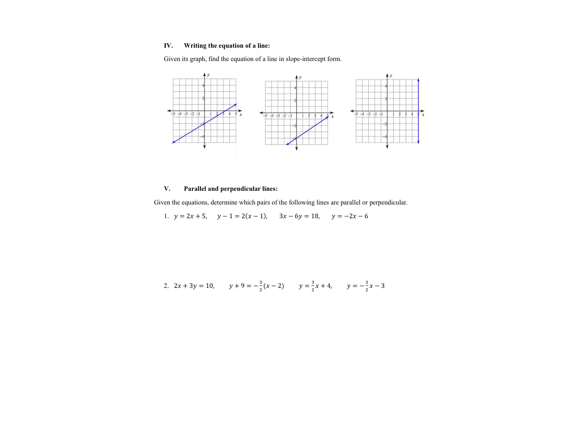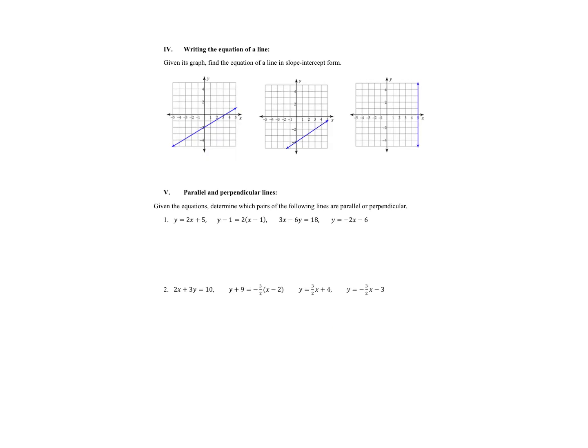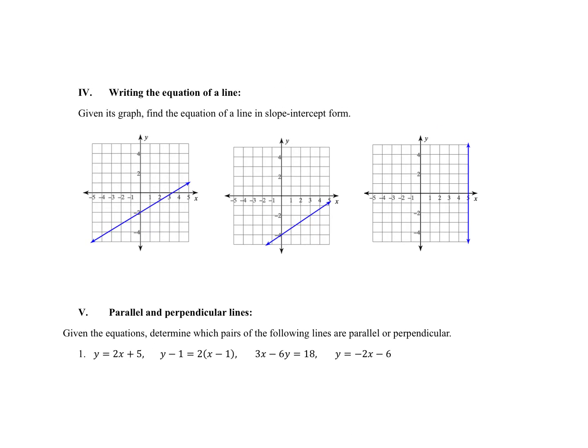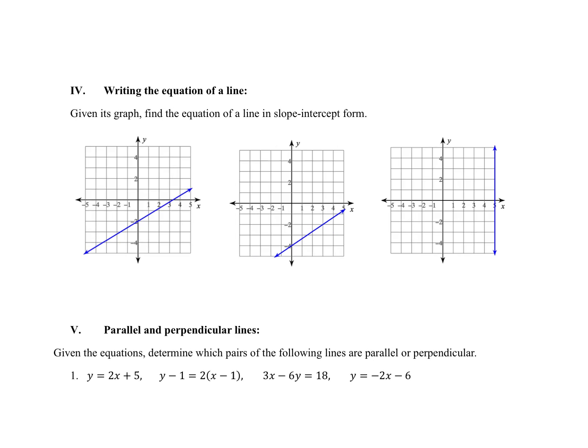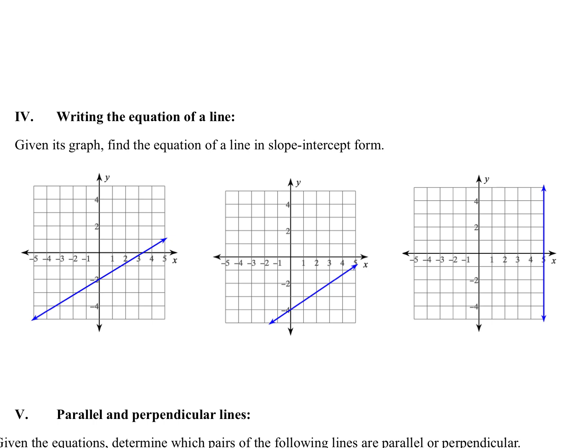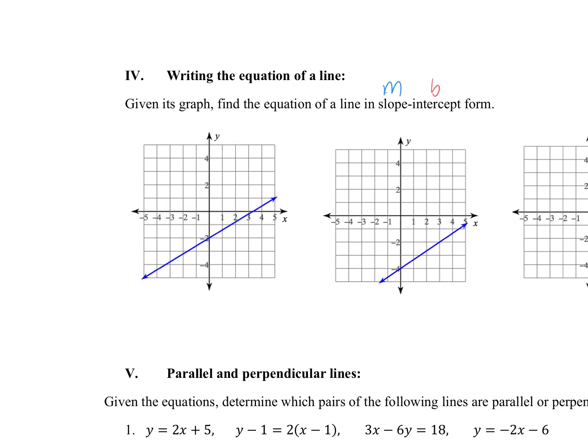All right, so the other kinds of questions that we're going to ask you guys is if we give you a graph to find the equation in slope-intercept form. All right, so in slope-intercept form, remember, it's in the name. You need a slope m and you need an intercept b. All right, so let's look at this first one right here.